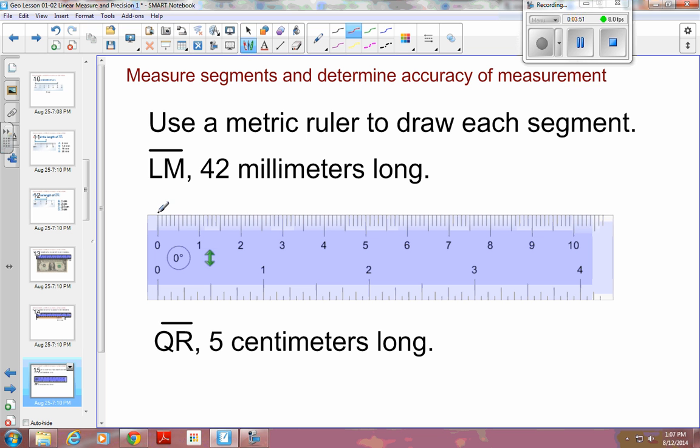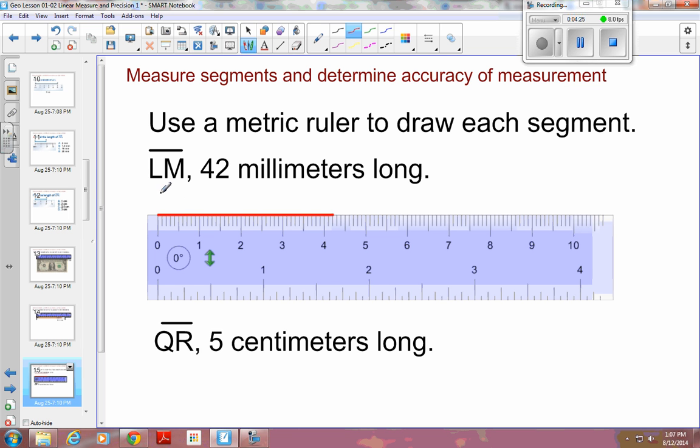So 42 millimeters. So that's going to be 10, 20, 30, 41, 42 millimeters. Oops, I went a little bit too far. I need to erase a little piece of that off. Oops, that was too much off. Put some piece of that back on. Erase it. There we go. Okay, so that's 42 millimeters, and then I need to label it.